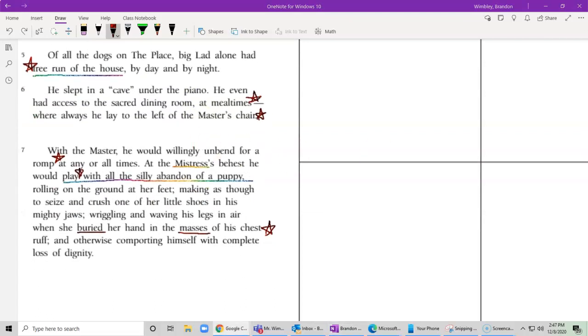So let's look it up and see if that is a correct guess. So remember, we put chest ruff in for a definition. So yeah, chest ruff is that hair on his chest.